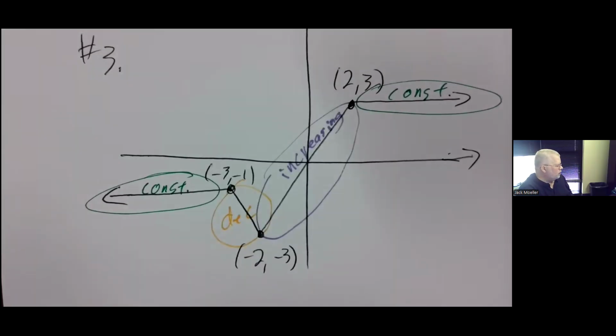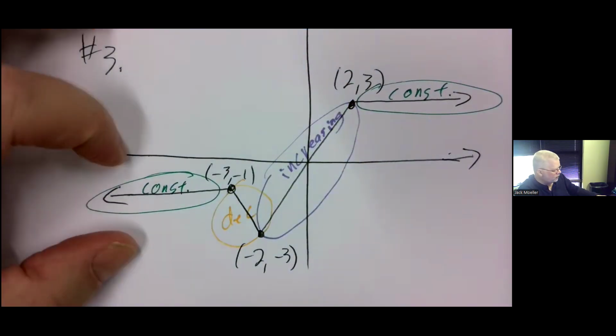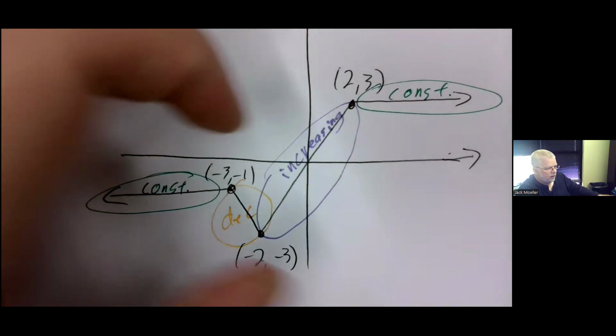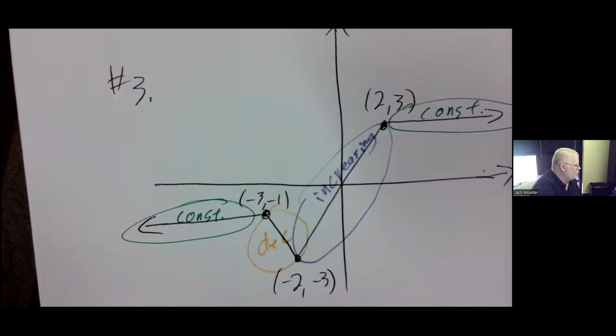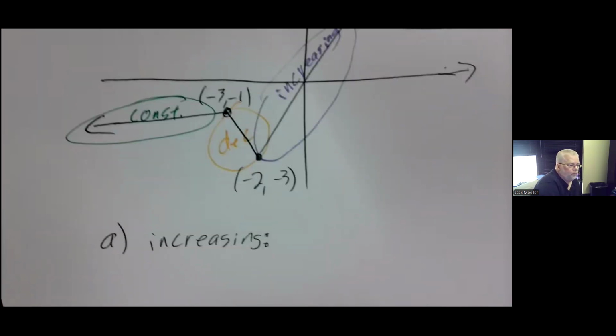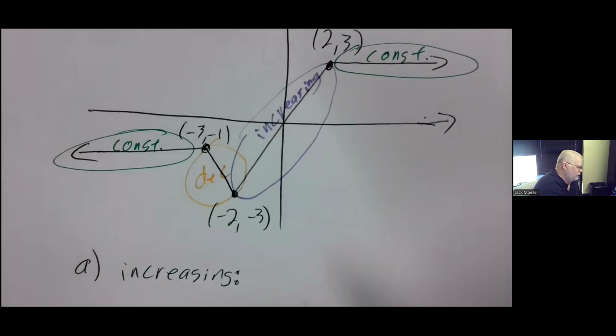Now, when you're answering the intervals for increasing, decreasing, or constant, you can either answer them in the order they ask, or sometimes I like to just start on the left and go to the right, and say this interval is this, this interval is that, and so on. I think more people just do it in the order they're asked. So let's start with increasing. So where is this graph increasing?